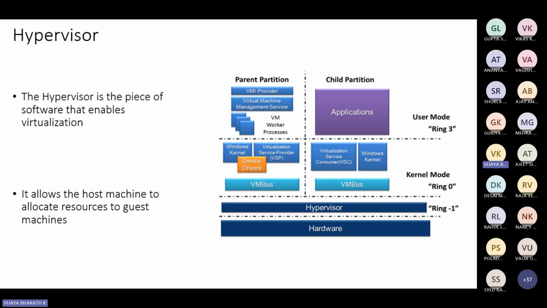Along with that, you have the device drivers. On top of that, you have the parent partition, which takes care of the VMs, such as when to create a VM. So these are the functions of the hypervisor. On the right-hand side, you have the actual VM. You have the virtualization service consumer, the Windows kernel, and on top of that it runs the application on Windows.